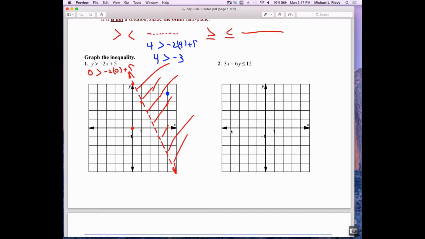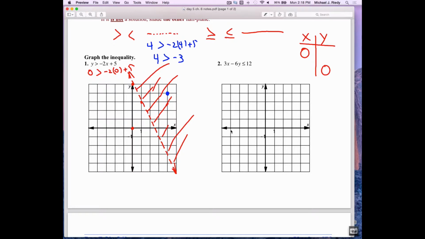Okay? So again, graph it as if it were a regular line. In problem number 2, we have a line in standard form. How do we graph in standard form? Simplify. You could. Too much work. T-chart it up. If x is 0, what's y? If x is 0, what's y?